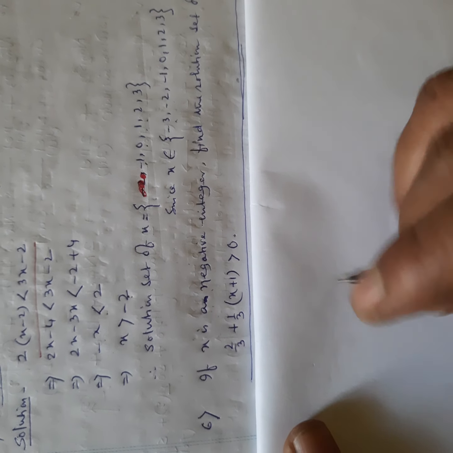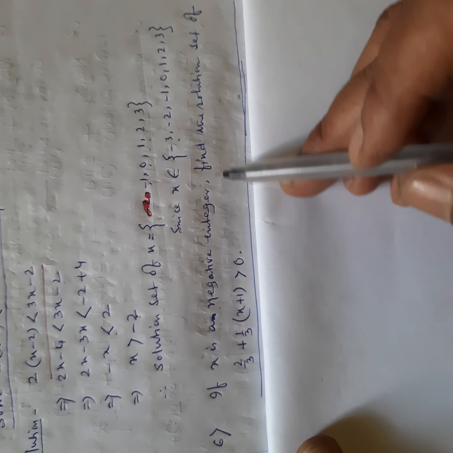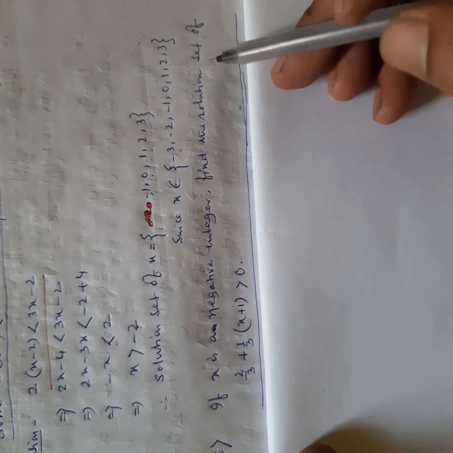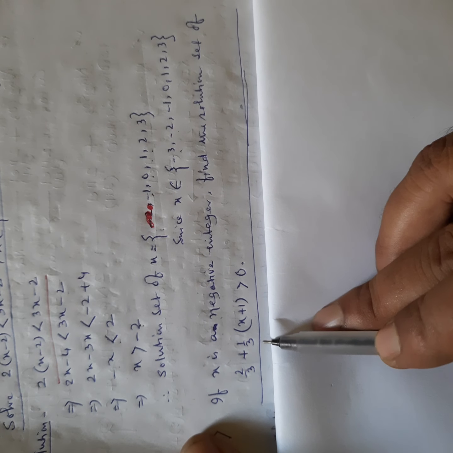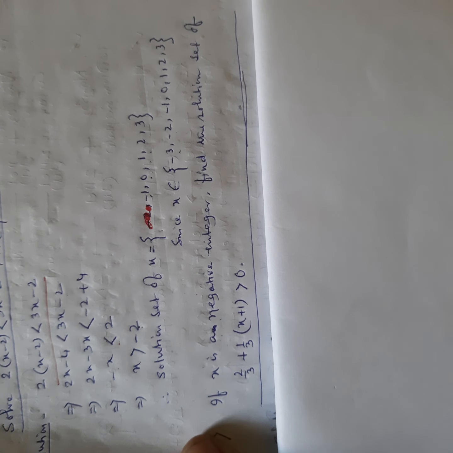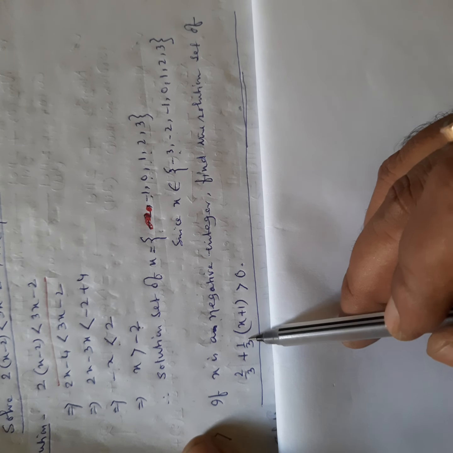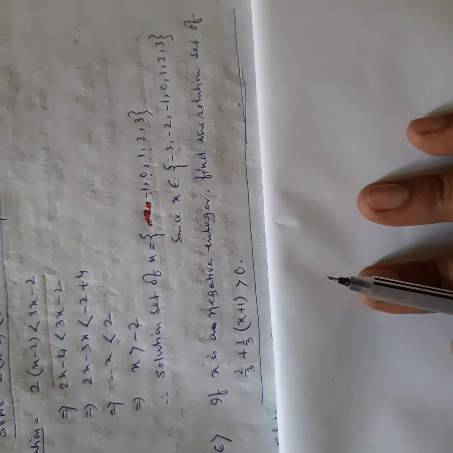Question number 6. If x is a negative integer, find the solution set of 2/3 + (1/3)(x + 1) > 0. So we must find the solution set when x is a negative integer. See the solution.